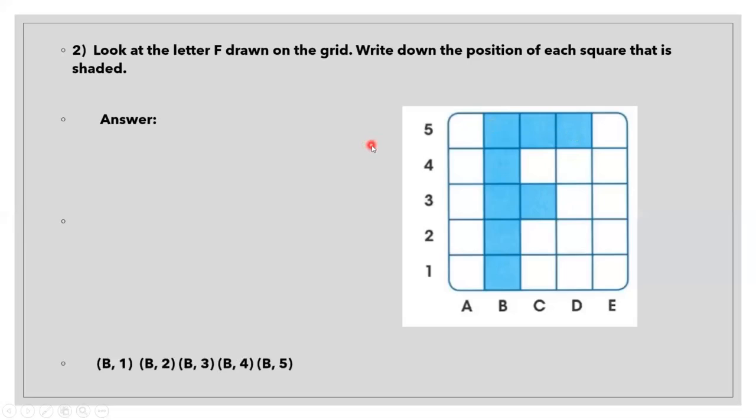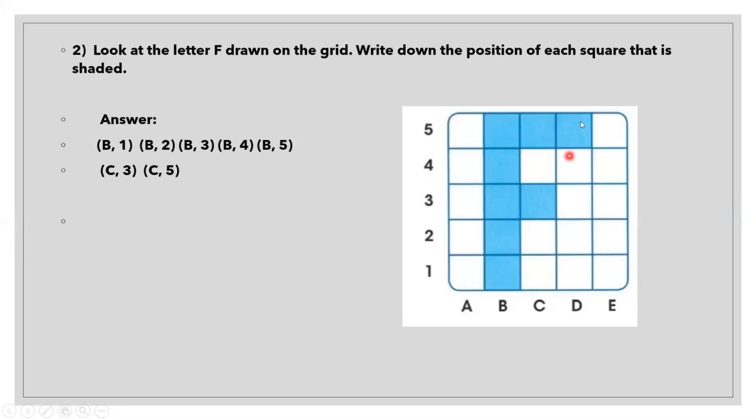So it is D comma 5. So the coordinates are B comma 1, B comma 2, B comma 3, B comma 4, B comma 5. That is all these square boxes. Now coming to the C section, it is C comma 3 and C comma 5. And the last square box, in connection with D and 5, is D comma 5. It's very easy, right? It's a simple concept. If you understand these two questions, you can do any of the questions in connection with these concepts of coordinates or position and direction. Hope this is clear for you.